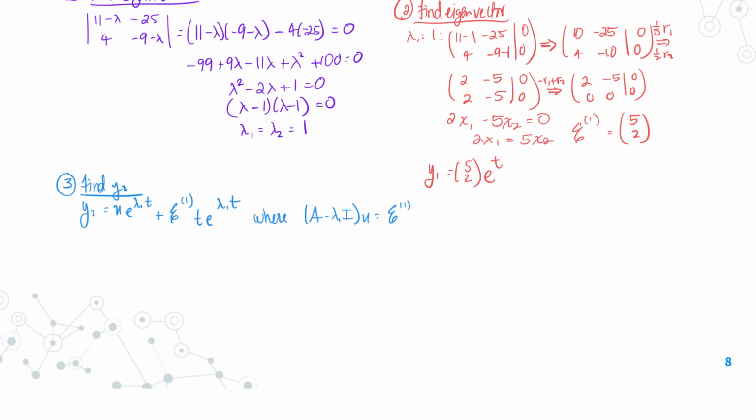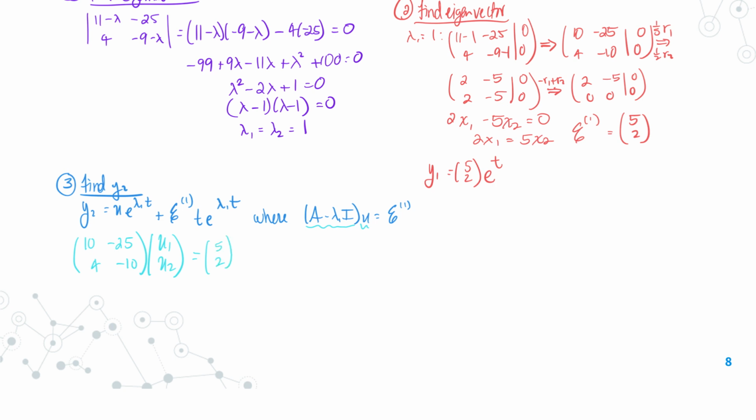So what does this look like? Well, this is where things get a little bit different than what we've done before. So what we're going to do is take our reduced coefficient matrix, so A minus lambda I, which is the 10, negative 25, 4, negative 10 that we found before, and multiply it by u, which is going to be u1, u2. So we're doing this part and this part. And it has to be equal to our eigenvector, which is 5, 2.